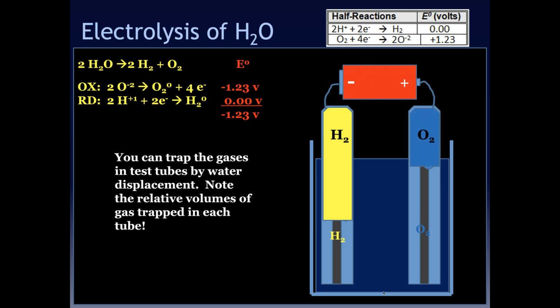Now think all the way back to the gases and pressure topic. Avogadro's hypothesis says that equal volumes of gas at the same temperature and pressure will contain equal number of molecules. Well, the volume of hydrogen trapped is twice that of oxygen. That means that the hydrogen has twice as many molecules trapped in it than the oxygen side. And this is actually how the formula of water was discovered to be H2O.